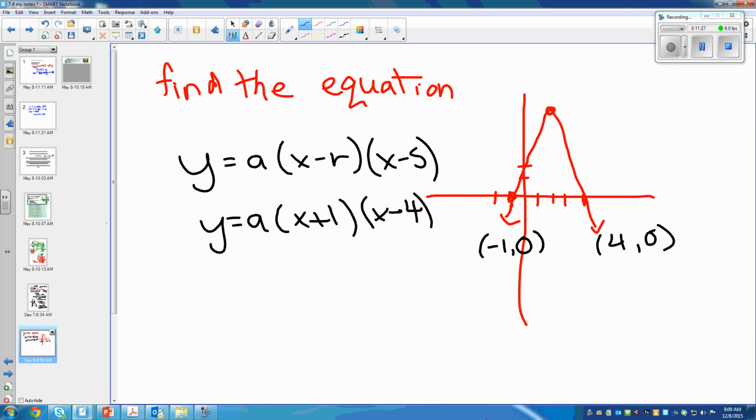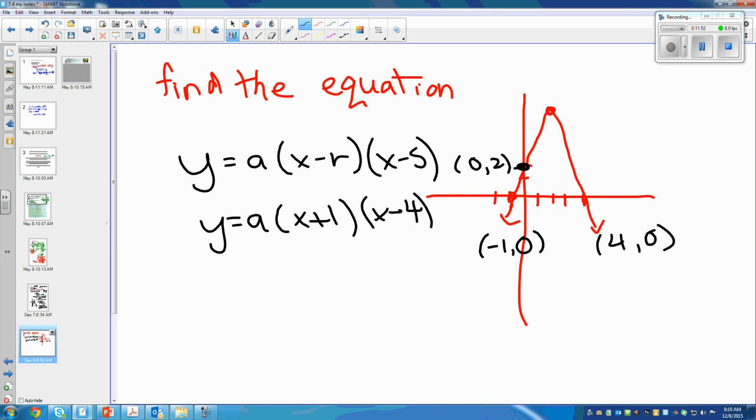What do I have to do? I have to figure out my a value. So I can do this a couple ways. I can put in this y-intercept point. What's this y-intercept point? 0, 2. Okay. So I can put 0 in for x and 2 in for y and solve for a.